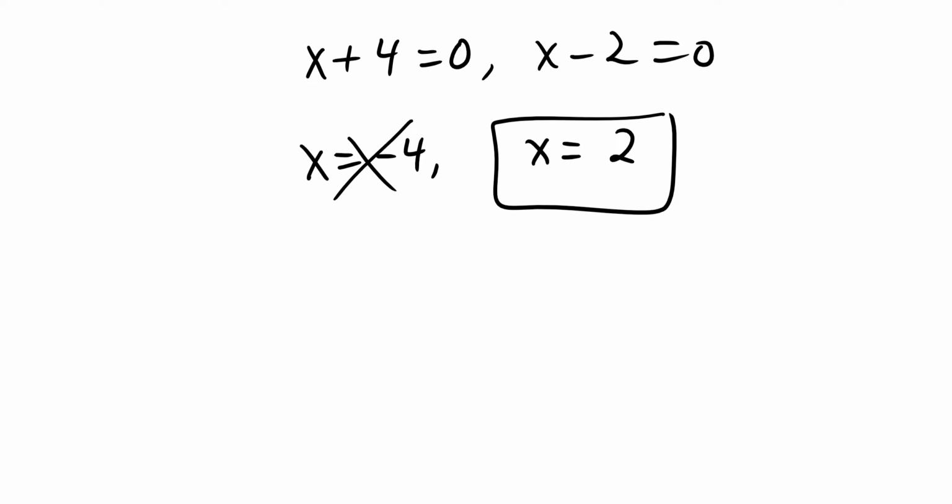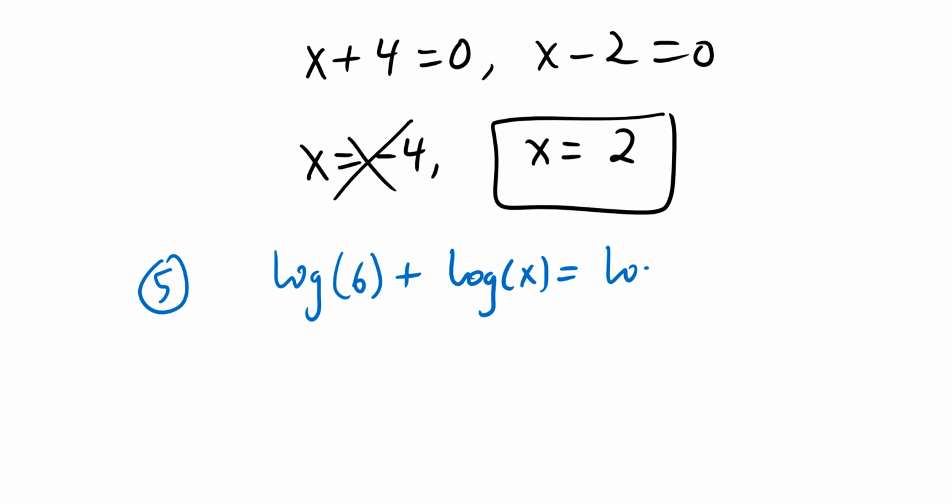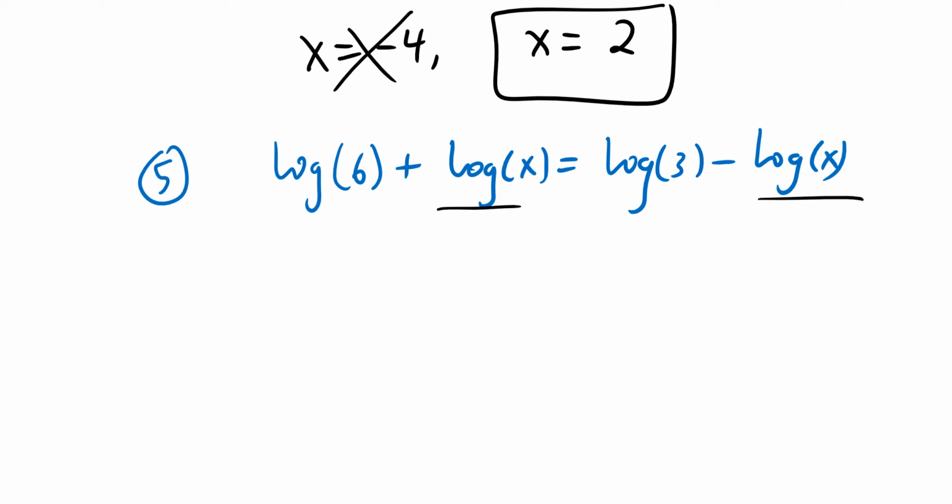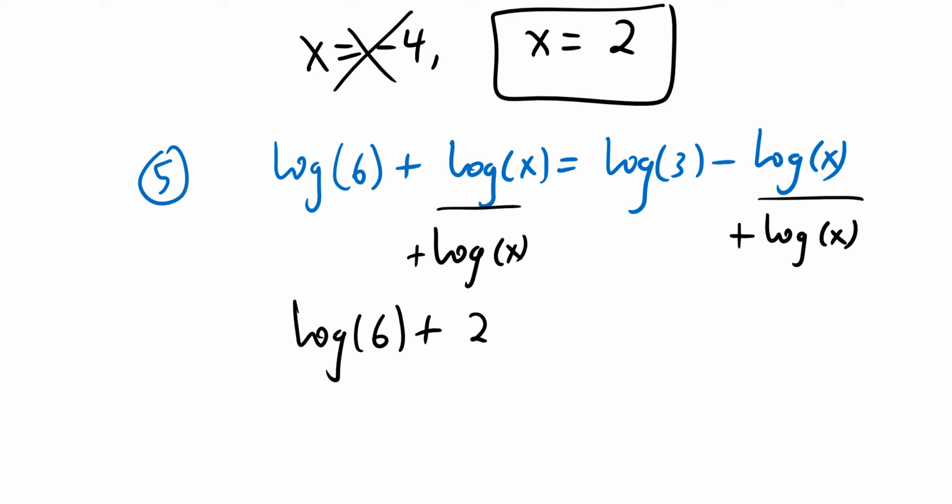Let's look at another example. Example 5. Log of 6 plus log x equals log 3 minus log x. Always, as I mentioned earlier, are there any like terms that I can combine? Oh yeah, this one and this one, they're like terms. So what I'm going to do is add log x to both sides. So this stays the same. We get 2 copies of log x, and this stays the same.